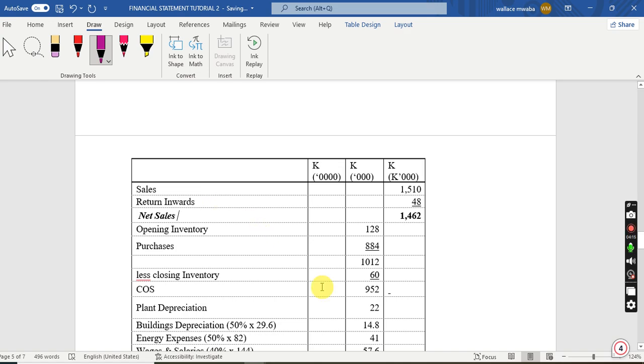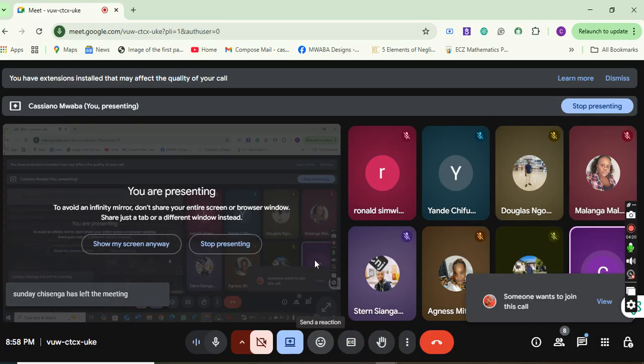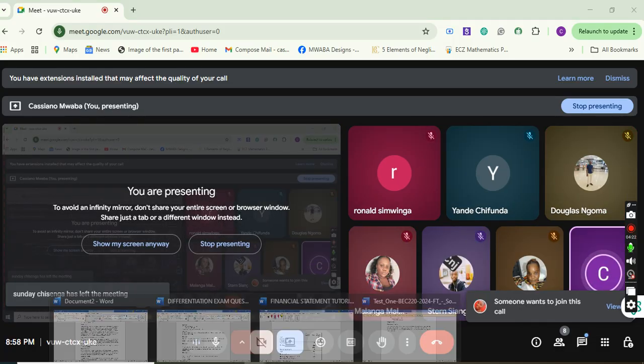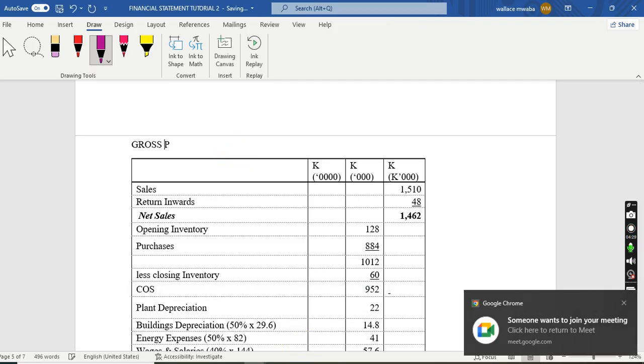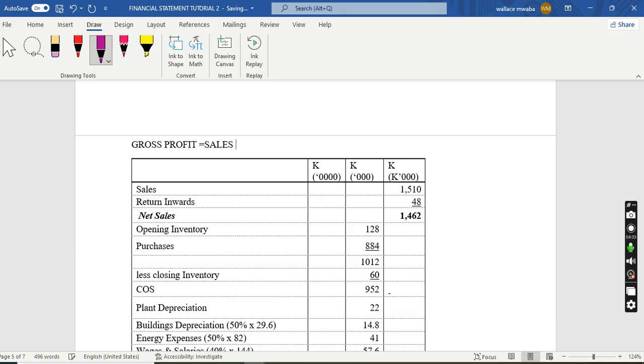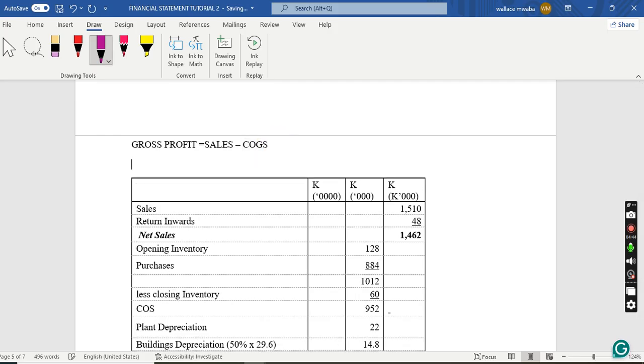After you get your net sales, the next thing you need to tabulate now is your cost of goods sold. Because remember, the main formula for the trading account is gross profit equals sales minus cost of goods sold. So we've already got this value. Next we need to tabulate our cost of goods sold.